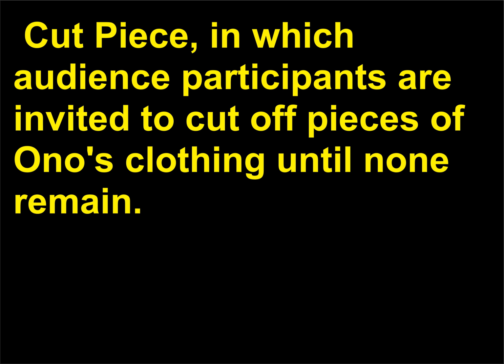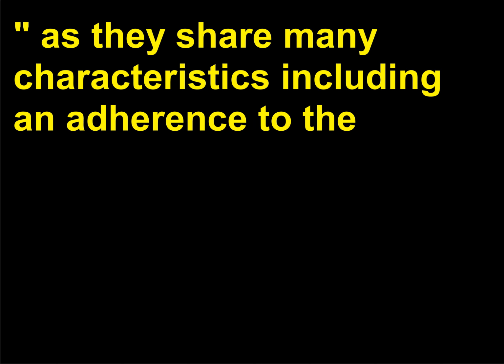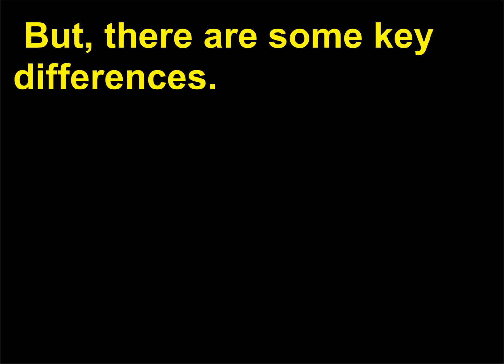Greek and Roman architecture are together referred to as classical architecture, as they share many characteristics including an adherence to the classical Greek orders of architecture and a sense of symmetry and balance. But there are some key differences.